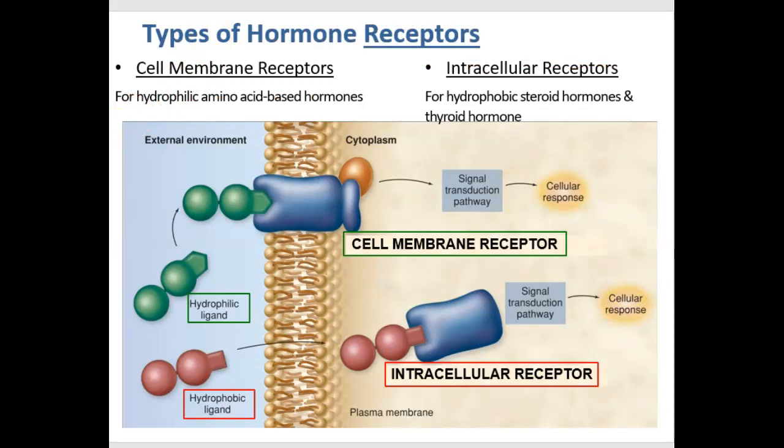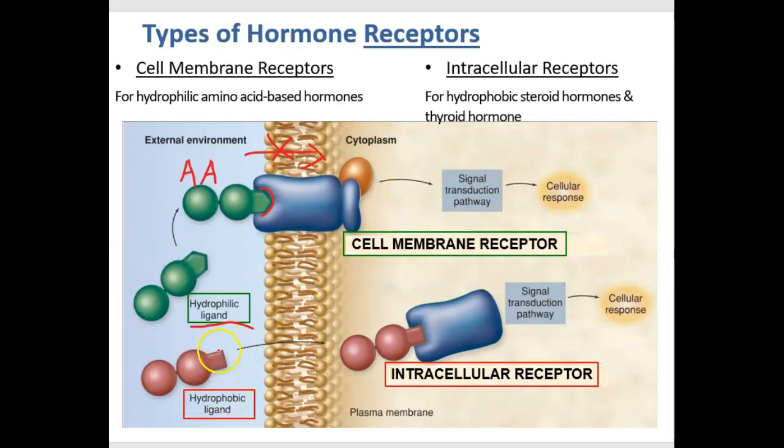Okay, so let's talk about receptors again with these two different types. The green hormone is an amino acid based hormone or a peptide hormone, and it's hydrophilic, and so it cannot get across the cell membrane. It can't. It has to bind to a cell surface or cell membrane receptor.